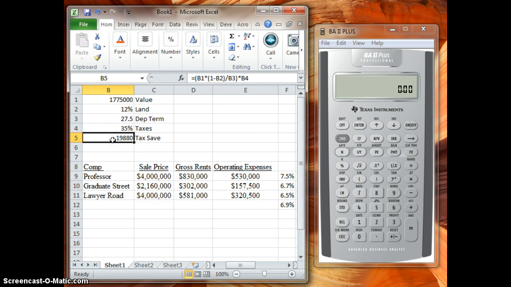So in Excel, we're simply going to multiply the value of the property times 1 minus the land percentage to get the amount we can depreciate. We're going to depreciate 88%, so we'll multiply the $1.775 million times 1 minus the 12%, and that gives us the value of the improvement to the building. We'll then divide that value by the 27.5 years, which is B3, and multiply that total by our 35% tax rate. So our savings on an annual basis will be $19,880.